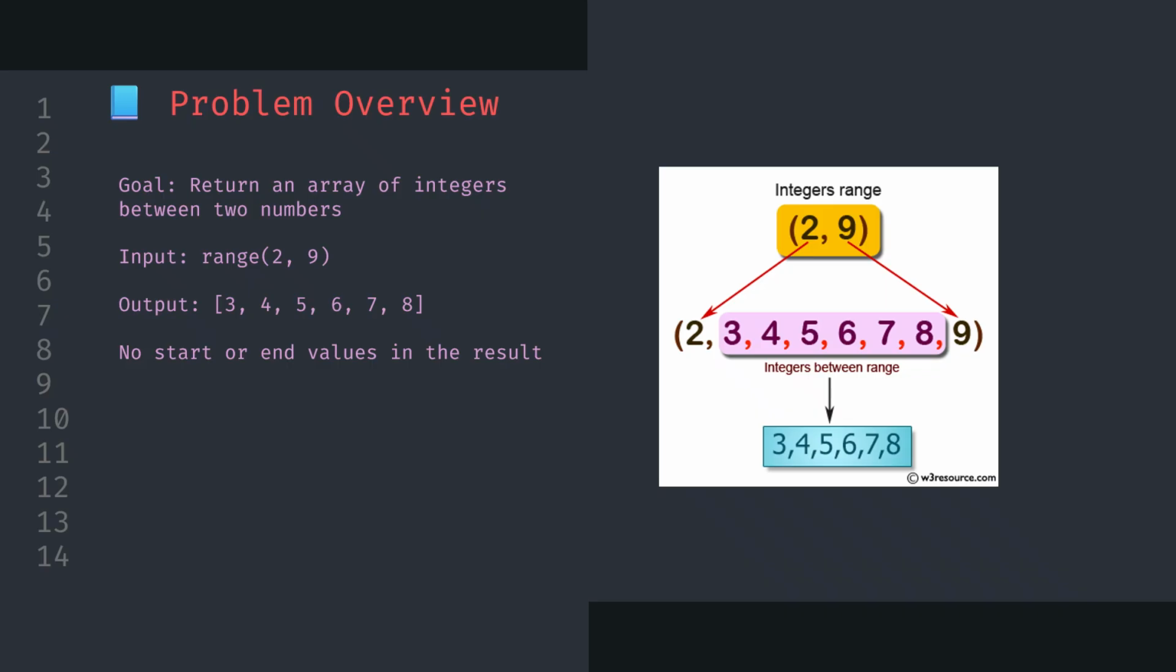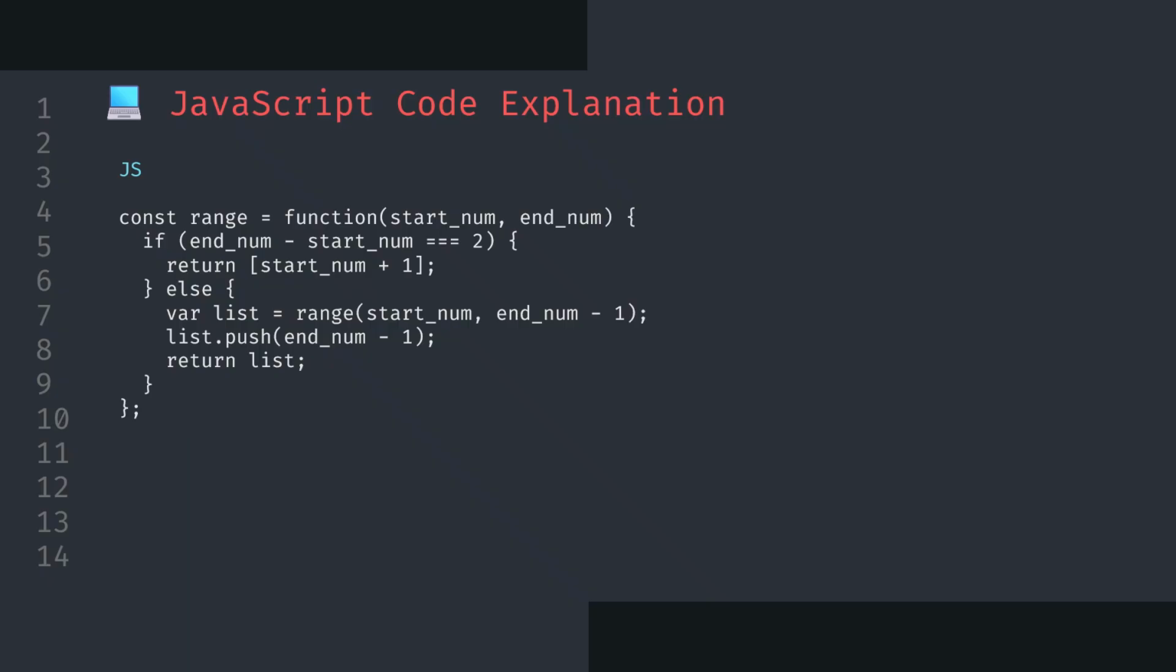Let's look at the JavaScript code that does this with recursion. We define a function range that takes two arguments, startNum and endNum. The base case checks if there's only one number in between. Then it returns an array with that number. Otherwise, we call the function with endNum minus 1 and add that number to the result list. This continues until the base case is reached.